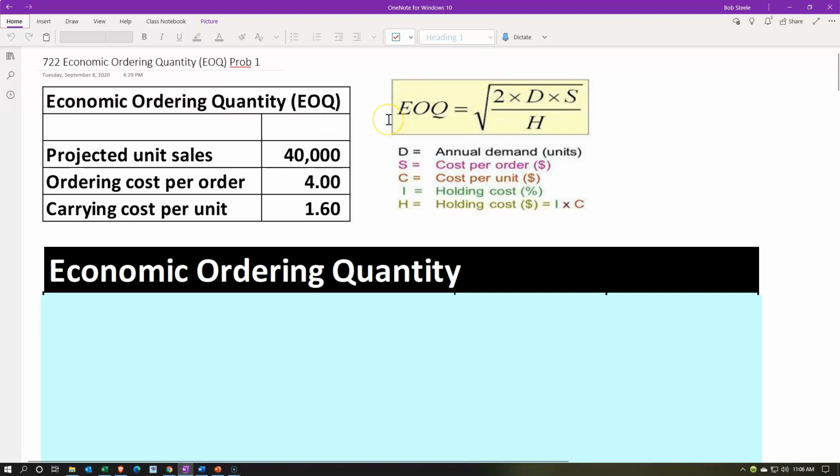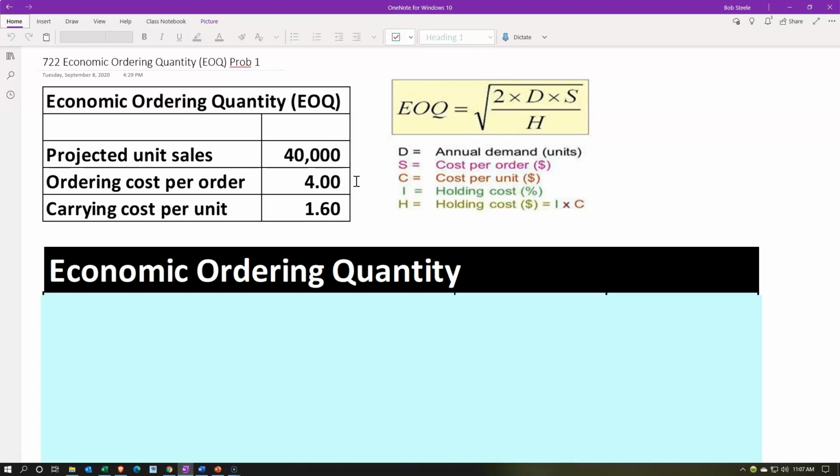The formula will look like this. We've got it to the right here. Economic ordering quantity is the square root of 2 times D, which is going to be the annual demand, in our case, the 40,000. That's the units that we expect to sell and therefore purchase in the time period. Then we take that times S, which is going to be the cost per order. In our case, it's going to be 4. That's not per unit, it's per order.